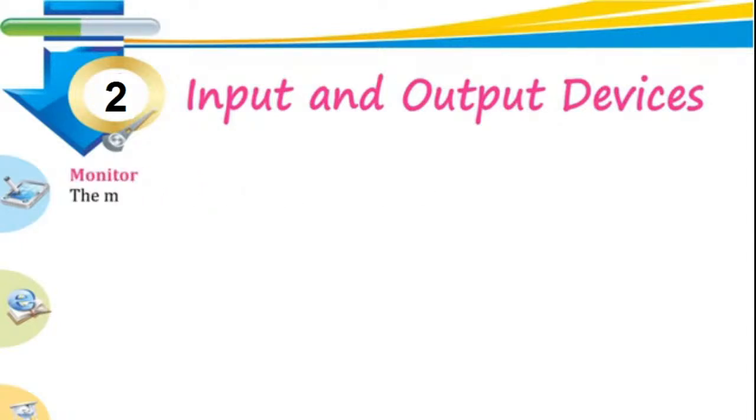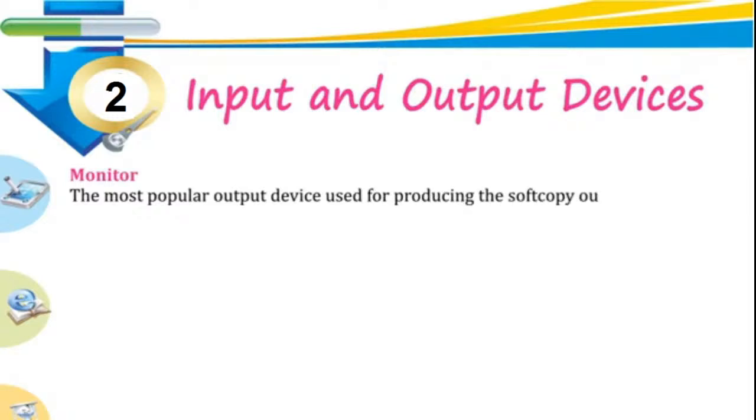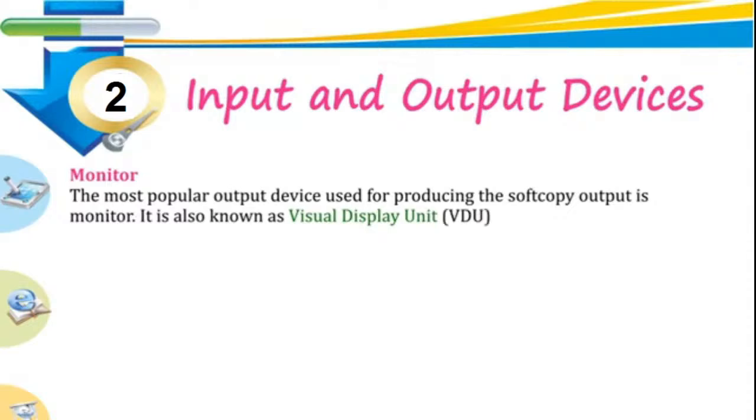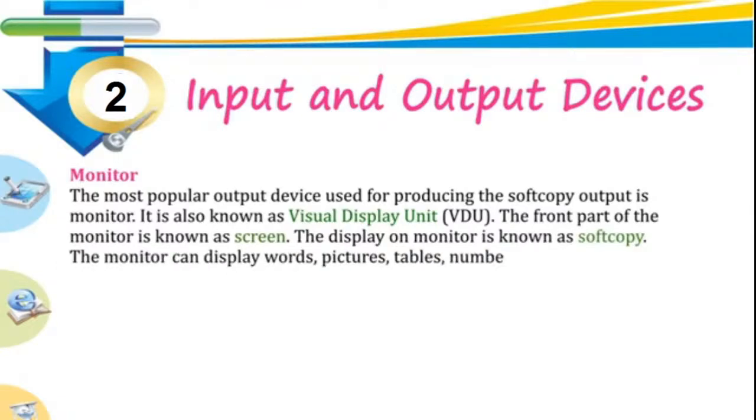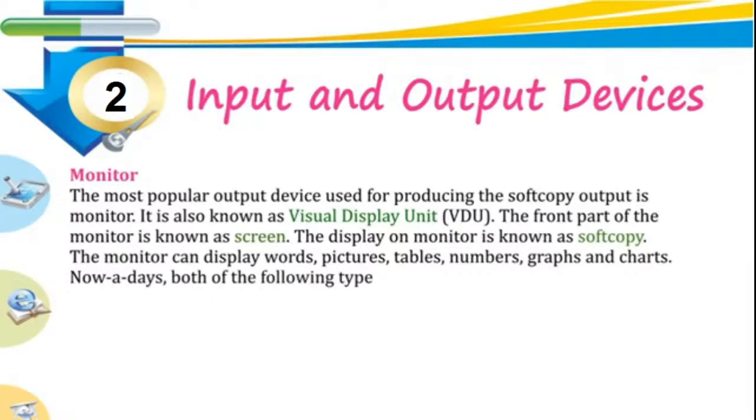Monitor. The most popular output device used for producing the soft copy output is the monitor. It is also known as Visual Display Unit (VDU). The front part of the monitor is known as screen. The display on monitor is known as soft copy. The monitor can display words, pictures, tables, numbers, graphs, and charts.